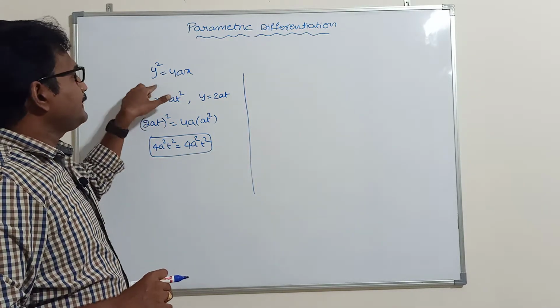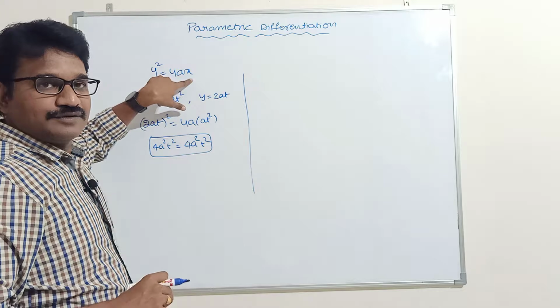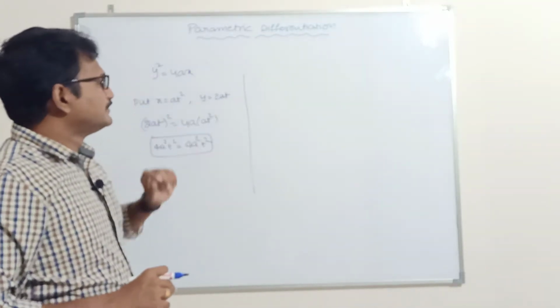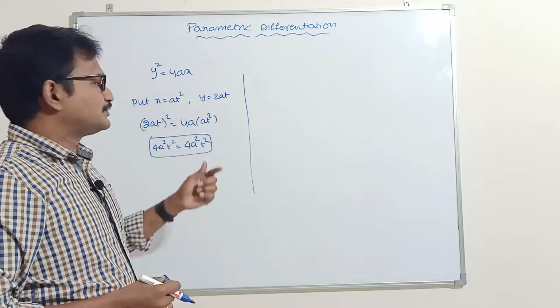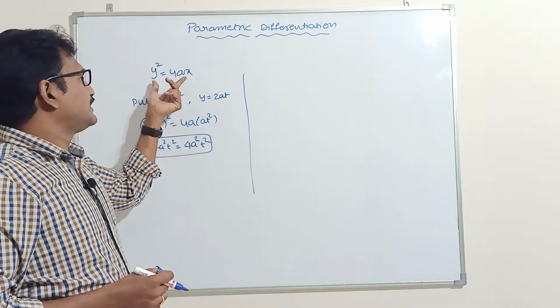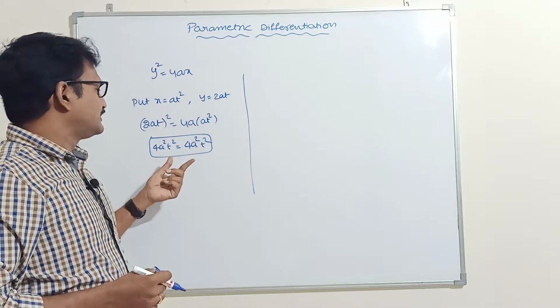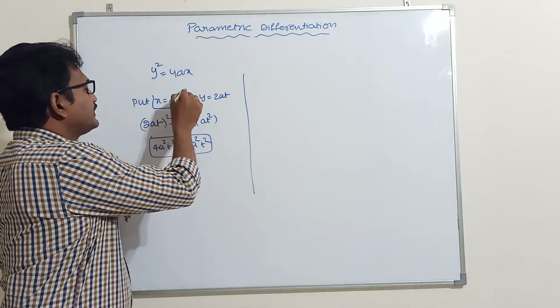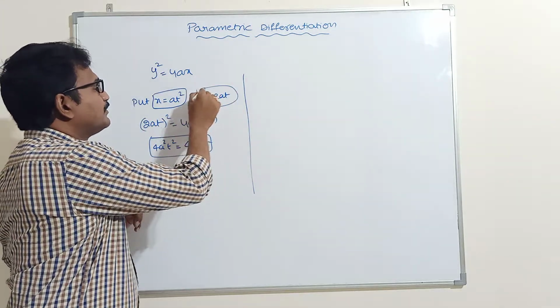Here x and y are two variables, and these two variables are connected by another variable t. So here t is called the parameter which connects x and y. That is why these two equations are called the parametric equations of the parabola.